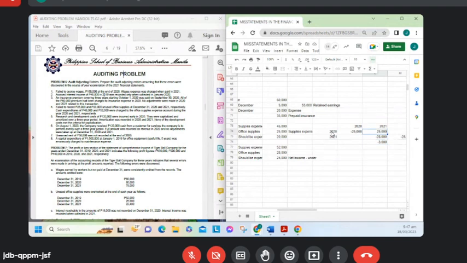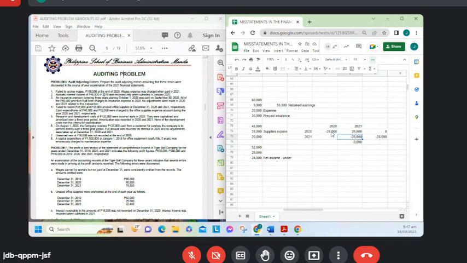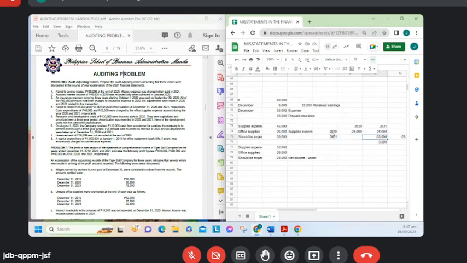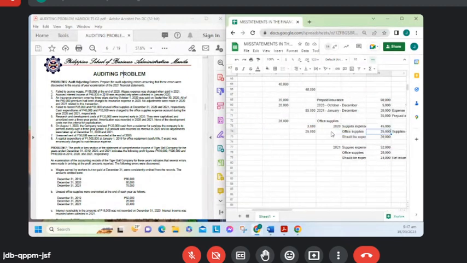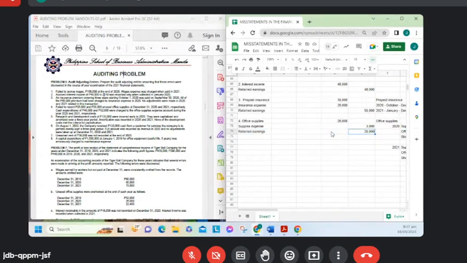And adding the overstatement in the 2021 supplies expense, that will result to an overstated expense of 3,000 in 2021. So we are going to credit the supplies expense 3,000, and then the 25,000 understated or overstatement in expenses resulting to an understated net income, you are going to credit that to retained earnings. Okay, so that's for number four.